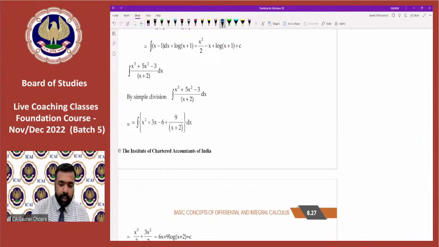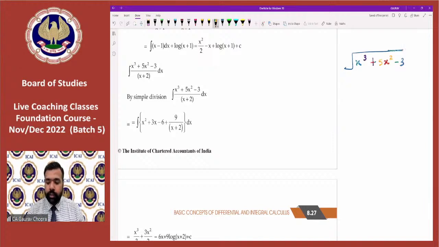So we can easily divide them first. Let's try the division here. So x cube plus 5x square minus 3, and we have to divide this with x plus 2. Now the maximum power here is x, and here it is x cube. So we have to multiply with x square in order to make it x cube. So multiply it with x square. So it becomes x cube plus 2x square.